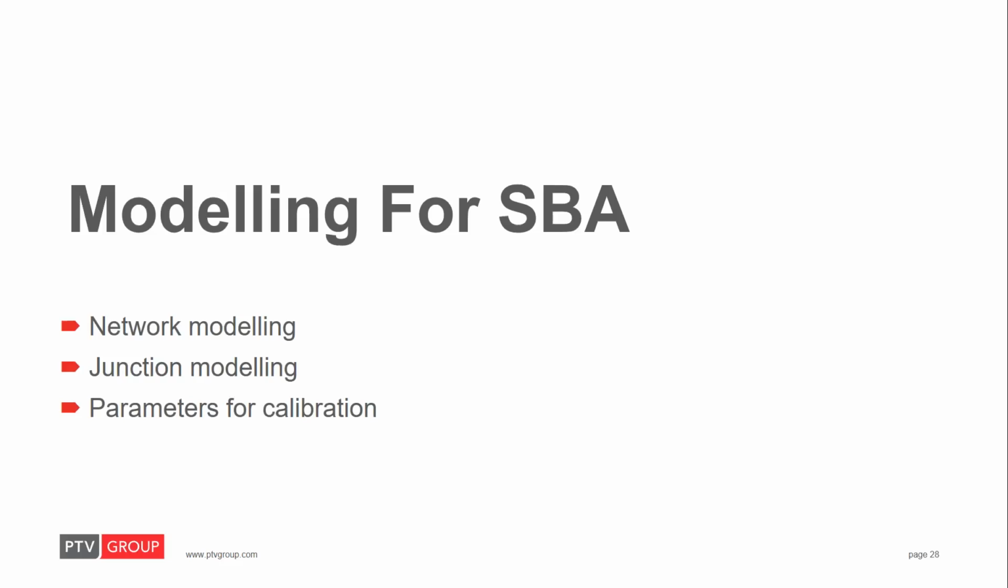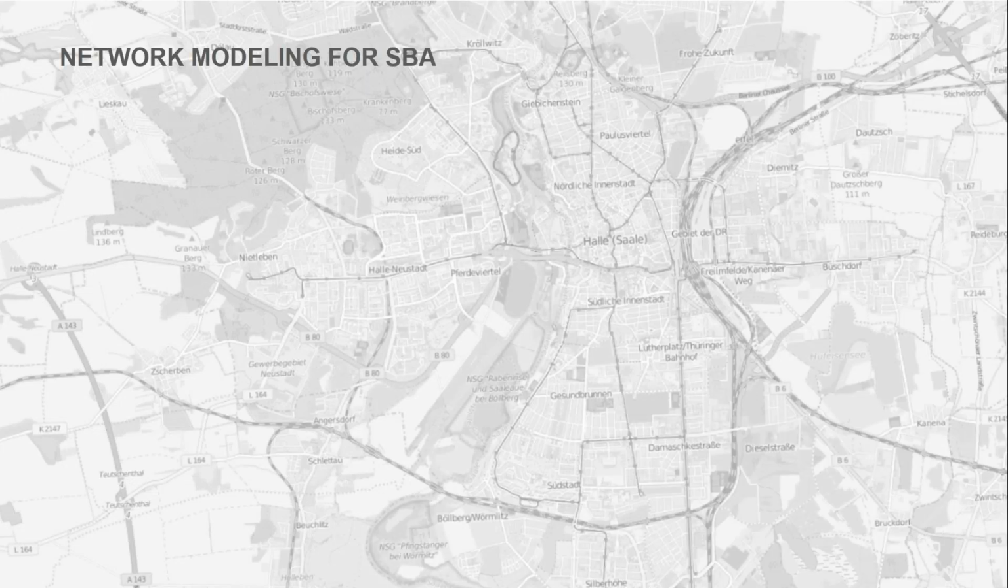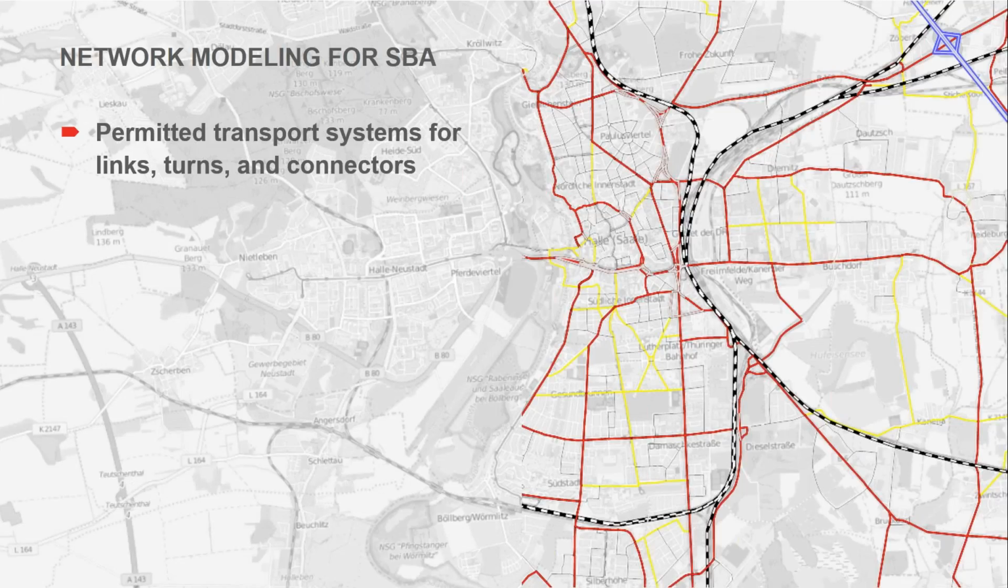So this brings us directly to the requirements for setting up a model for SBA. We look at the requirements at the level of network modeling, junction modeling, and finally we have a look at parameters for calibration. First, the permitted transport systems for links, turns, and connectors are needed. For links, the free flow speed and the number of lanes need to be defined. Because a simulation is applied, capacity is not an input attribute. So that means this link attribute is ignored when a simulation-based assignment is executed.